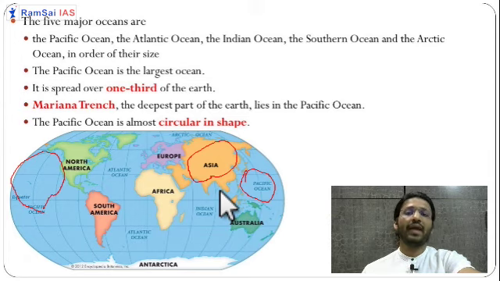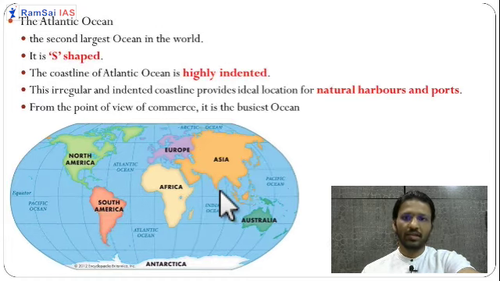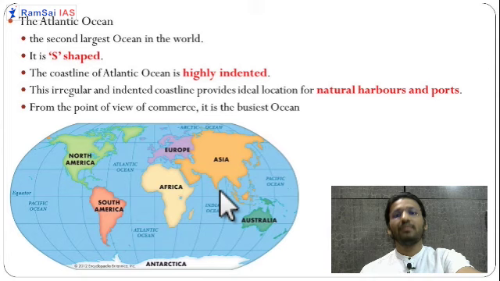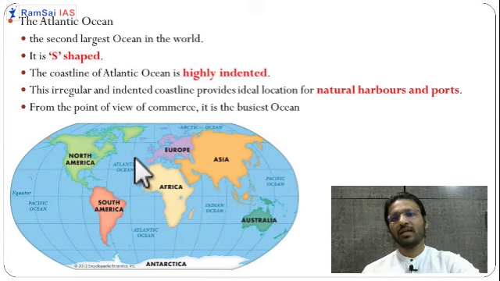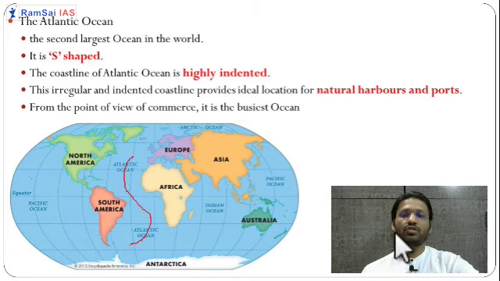In the Indian Ocean we also have a deep trench, which is known as the Sunda Trench. That we'll see in the next chapters whenever it comes. The next important ocean is the Atlantic Ocean. If you see on the screen, this ocean is of S shape. So the shape of the Atlantic is an S shape.